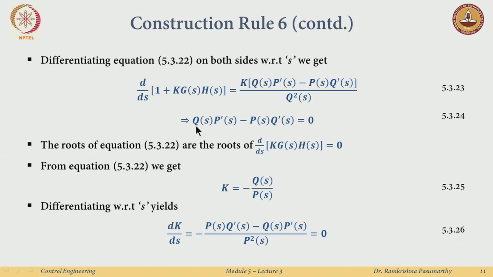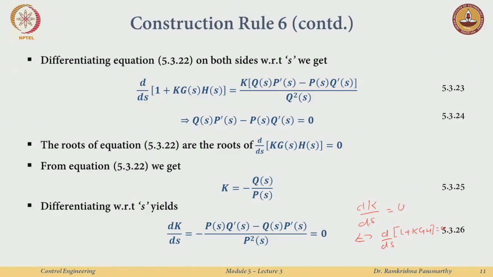Now compare this condition and this condition here. They both are the same, and therefore I can equivalently say dk by ds equal to 0, this is equivalent to d by ds of 1 plus k g h being equal to 0. And for obvious reasons, this is easy for me to compute, because I know q and p. g and h might have numerators and denominators, I may have to do a lot of other stuff, but this is easier to compute.